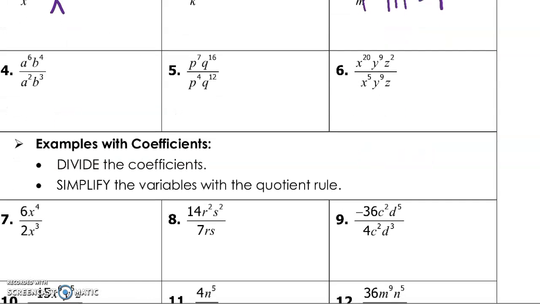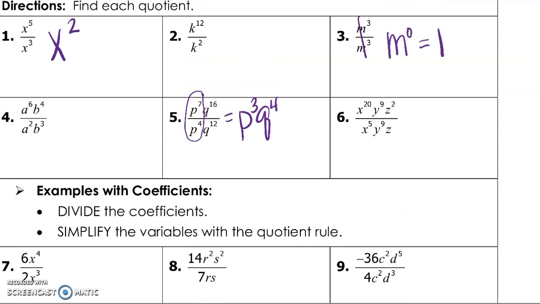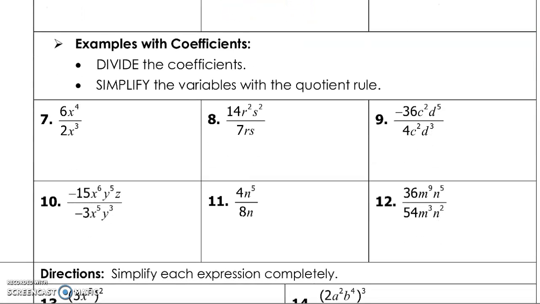Number 5, we just have 2 different variables, so one at a time. We would have p to the 3rd when we subtract, and q to the 4th. So when it's just the variables with the exponents, you subtract your exponents. Now we look and see what happens when we have coefficients. So this is a division problem. So you need to divide your coefficients and then simplify by subtracting your exponents.